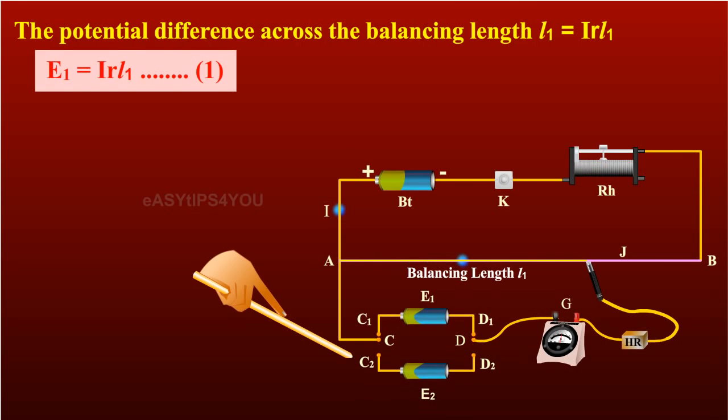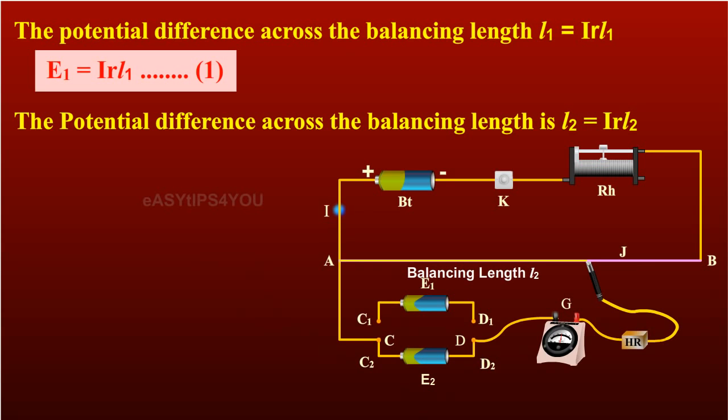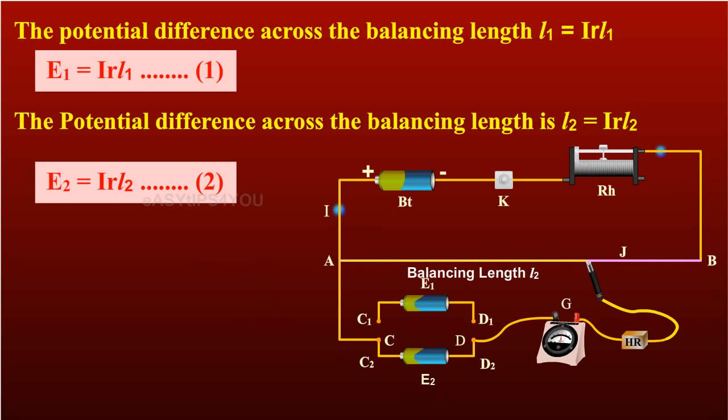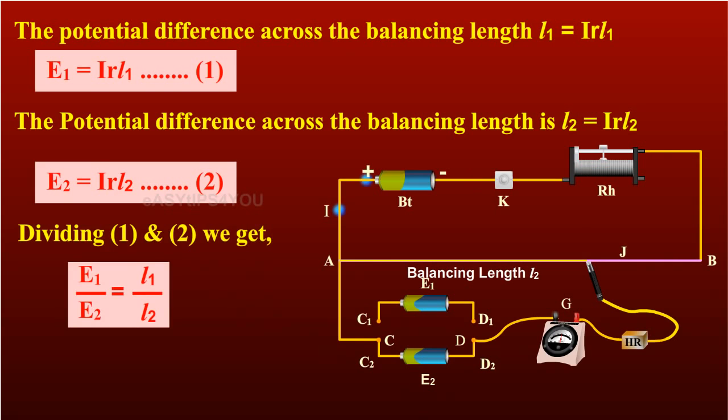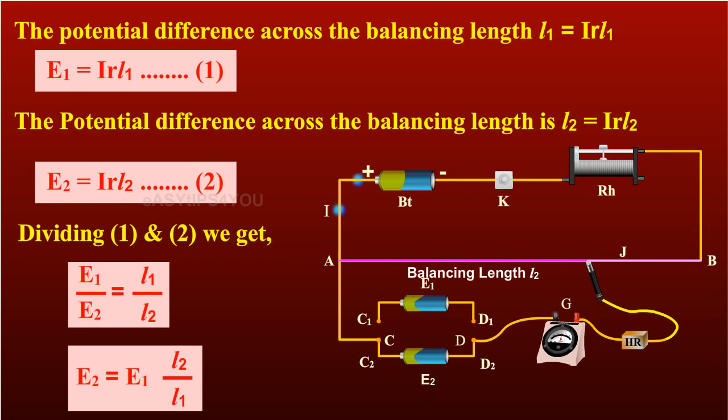The DP-DT switch is pressed towards C2, D2. The potential difference across the balancing length L2 is equal to IRL2. Then, E2 is equal to IRL2. Dividing 1 and 2, we get E1 by E2 is equal to L1 by L2. If the EMF of one cell is known, the EMF of the other cell can be calculated using the relation E2 is equal to E1 into L2 by L1.